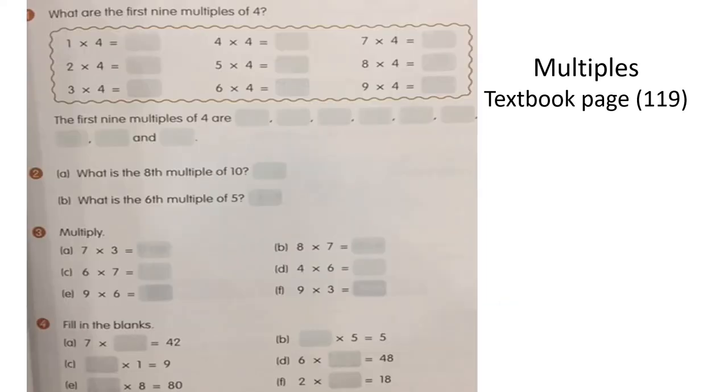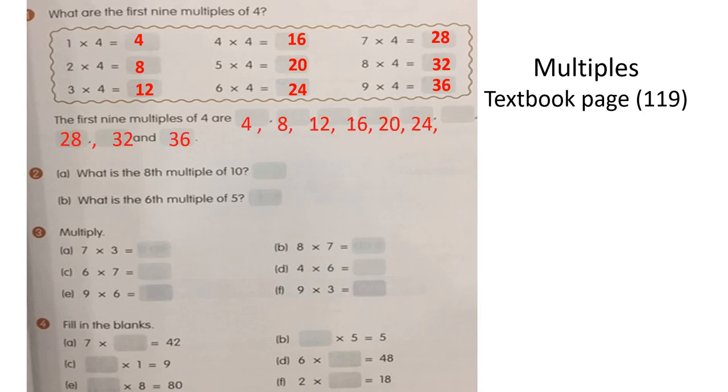Now let's do this exercise together. What are the first 9 multiples of 4? I have 4, 8, 12, 16, 20, 24, 28, 32, and 36. So all these are the multiples of 4. The ones on the top are the same, so they just want to remind you of the multiples of 4.